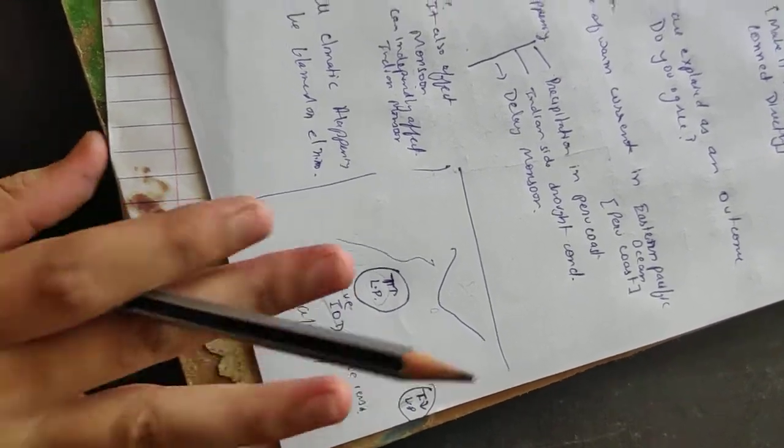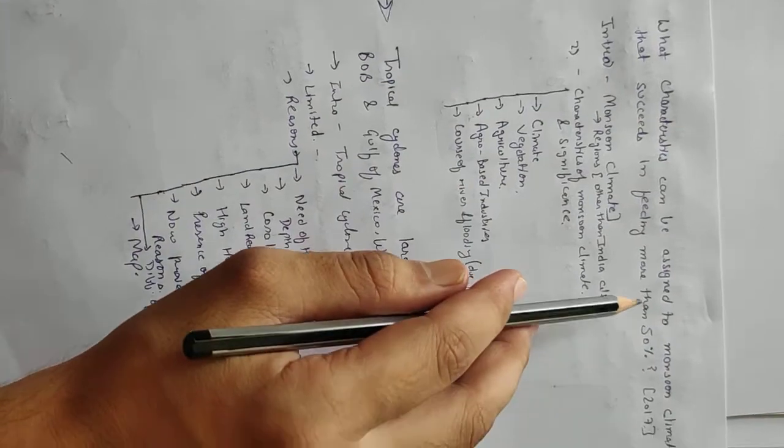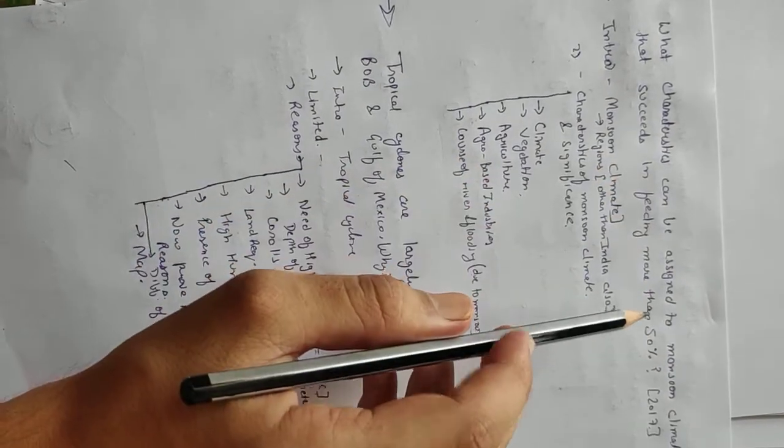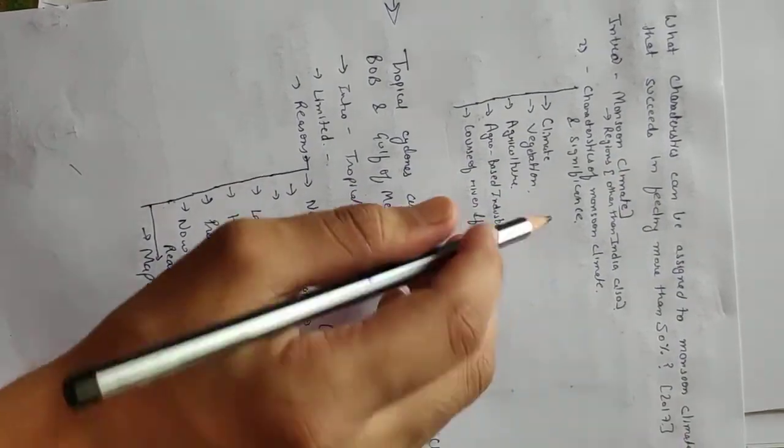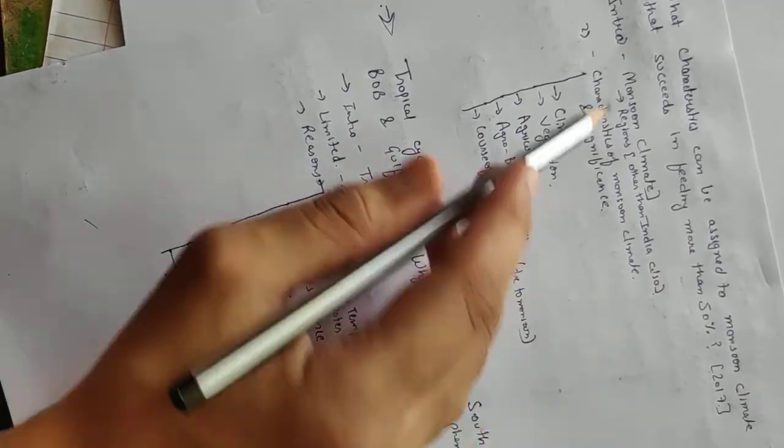Okay, so this was all, and now coming to the other questions. What are the characteristics that can be assigned to the monsoon climate that succeed in feeding more than 50% of the population? Okay, 50% of the population, not anything else. So it's a 2017 question.